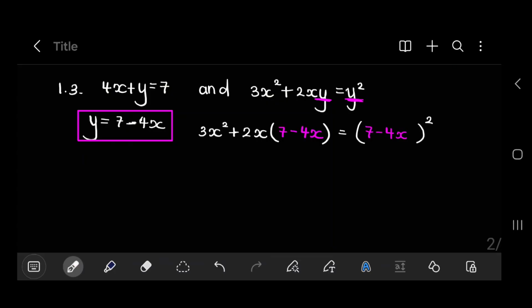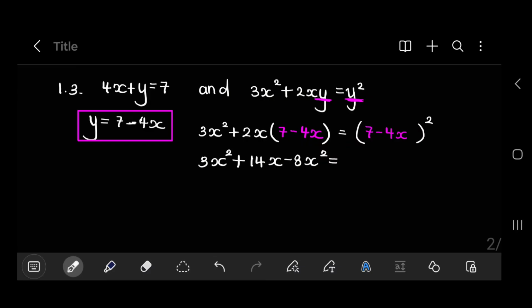So here's what we have once we substitute. Now let's simplify. We can take this 2x and multiply into the bracket with both terms. We get 14x minus 8x squared. And on the right hand side, we've got a binomial squared. A binomial squared is always going to result in a trinomial. So we are going to get that trinomial, and let's actually do this using the short method.